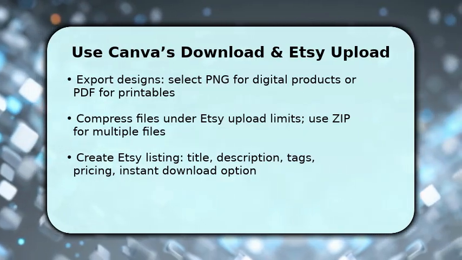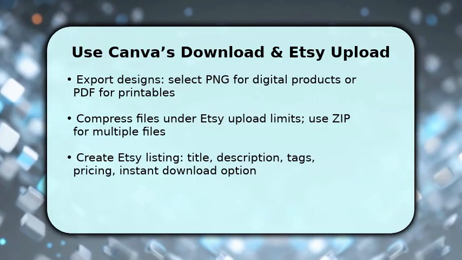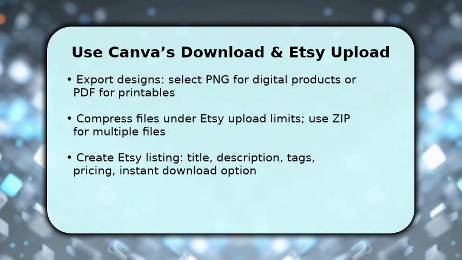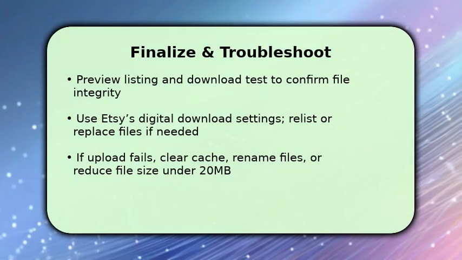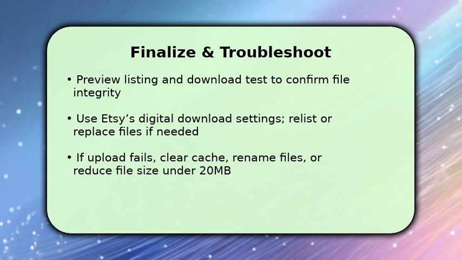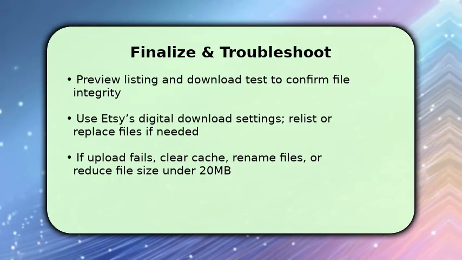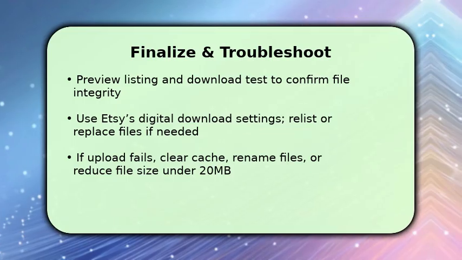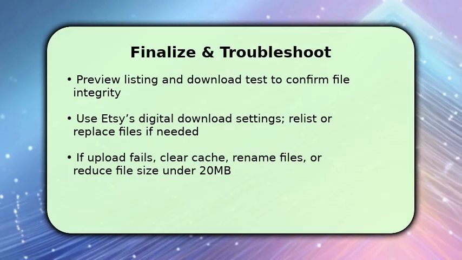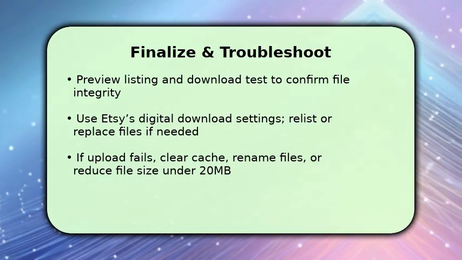Use Etsy's instant download option for digital products to automate delivery immediately after purchase. Finally, preview your listing and perform a test purchase or download to confirm file integrity and delivery. Once satisfied, publish the listing and monitor first transactions to catch issues early. If buyers report problems, replace files in the listing or relist with corrected assets.